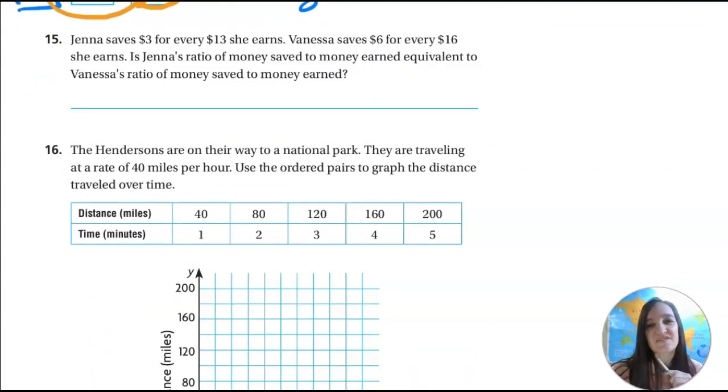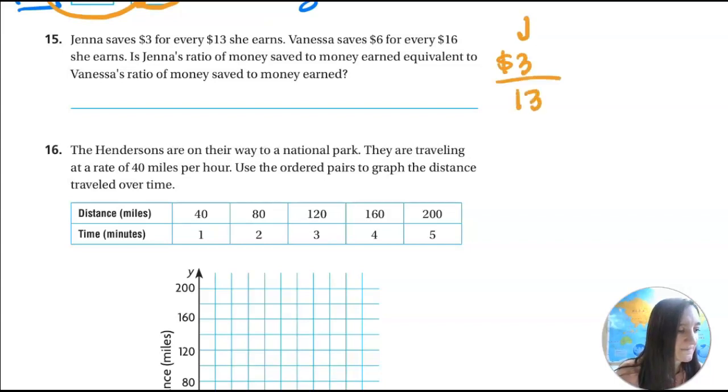Jenna saves $3 for every $13 she earns. Vanessa saves $6 for every $6 she earns. Is Jenna's ratio of money saved to money earned equivalent to Vanessa's? All right, so Jenna is $3 for every 13. And then Vanessa is $6 for every 16.